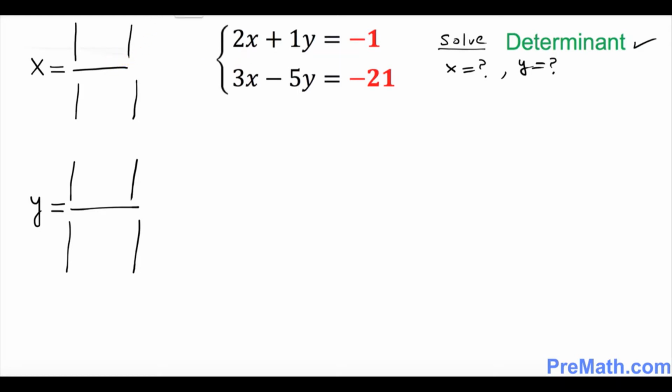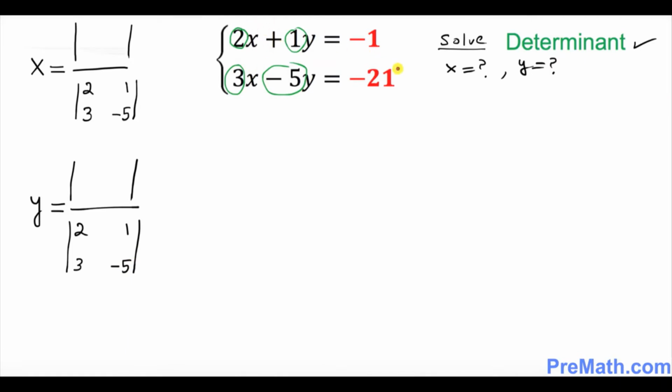Now next step, we want to fill out these determinants, these boxes. Look at the coefficients on the left hand side: 2, 1, 3 and -5. Whatever these numbers are, put them in the bottom determinants in the same order. So you're going to have 2, 1, 3, -5. Same numbers on the next bottom, same thing, 2, 1, 3, -5. So far so good.